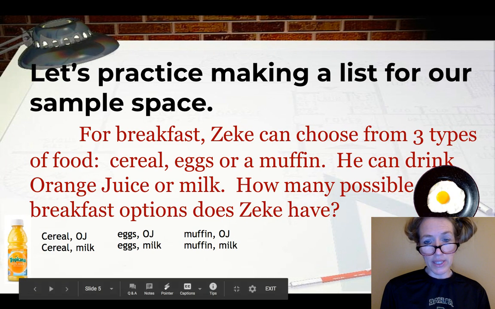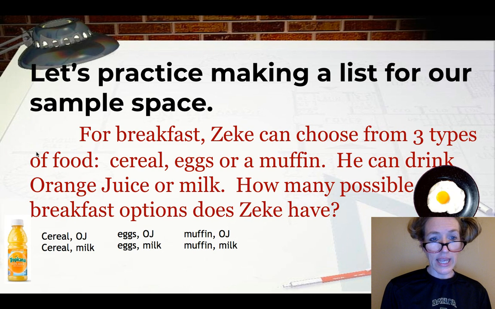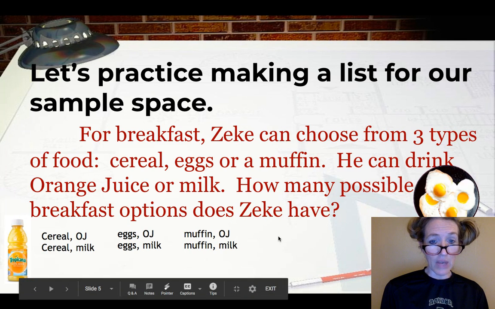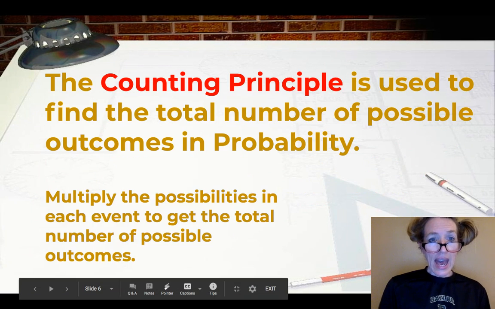Now, I want you to notice something. If you will look over here, he's got 3 options for eating the food, and then he also has 2 drink choices. And if you multiplied 3 times 2, all of the possible outcomes would then equal 6. And you're right, he's got 1, 2, 3, 4, 5, 6 possible outcomes for this event. That, my friends, is the counting principle.